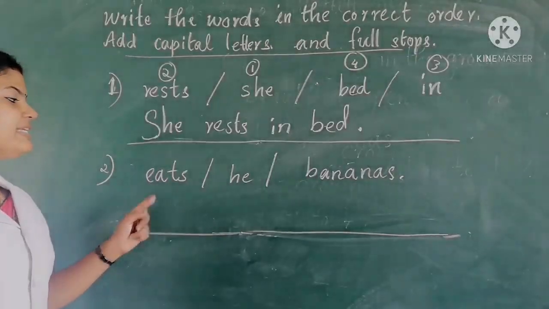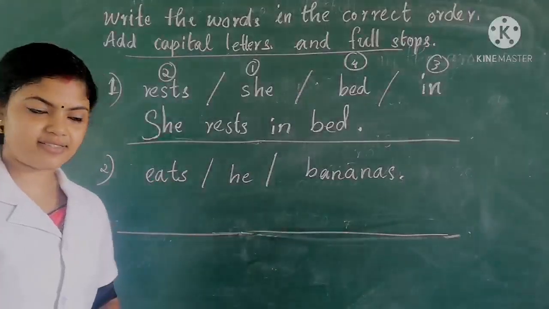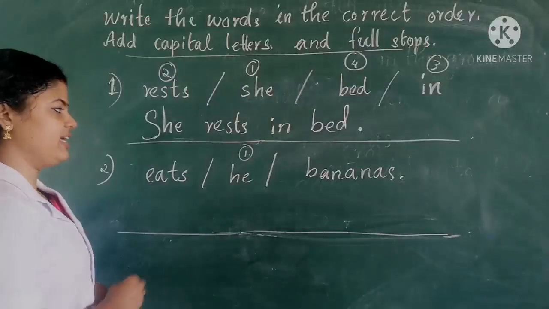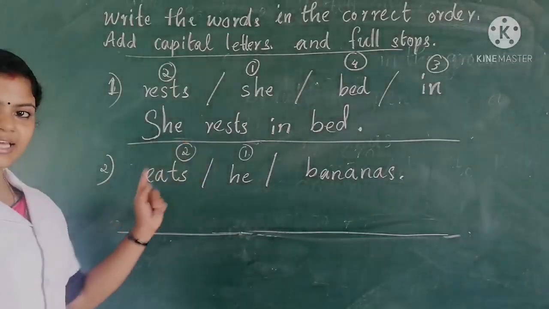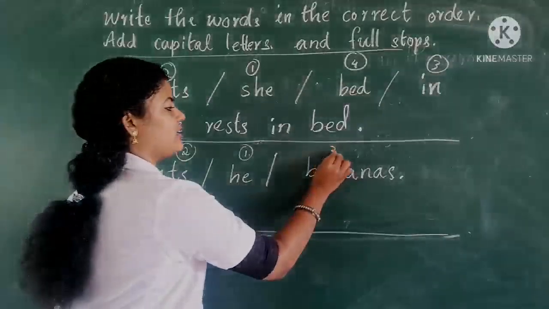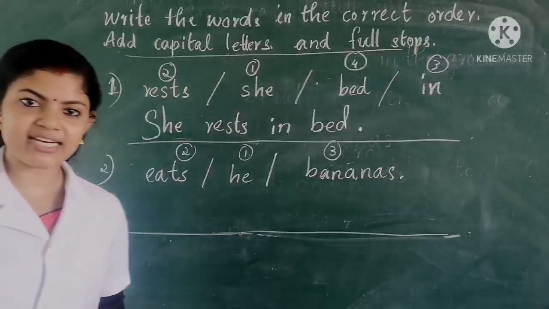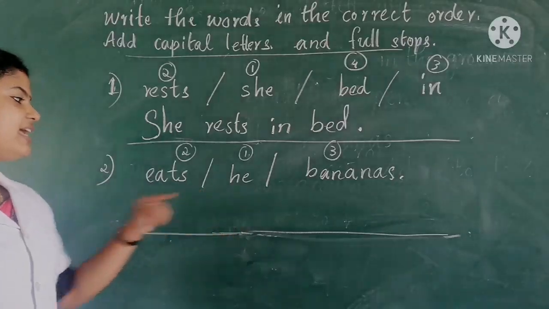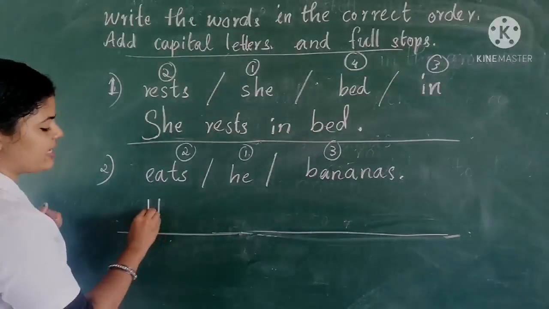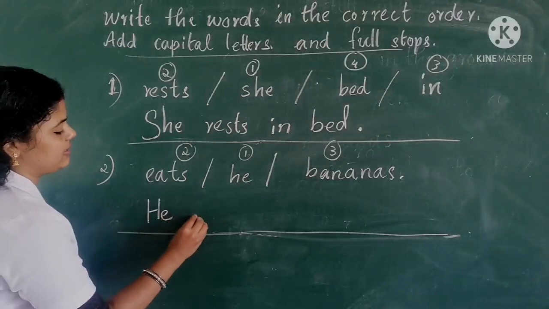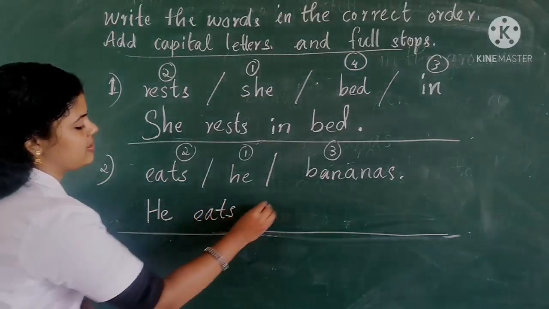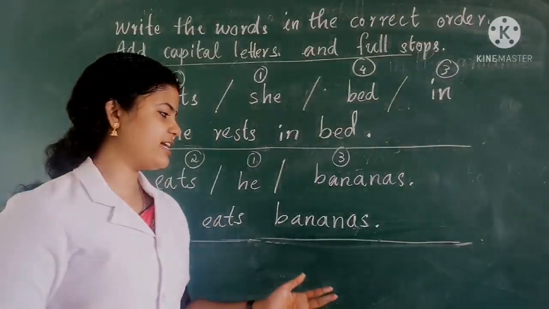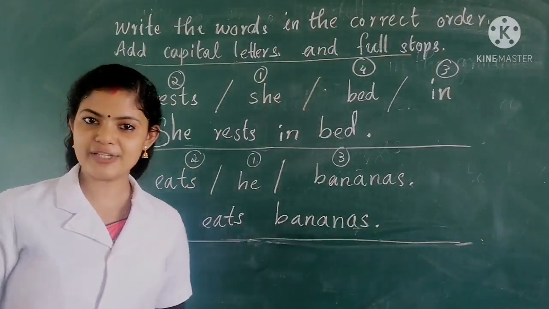Okay, so let's see the second one. Next one, eats he bananas. What is the correct order? Yes, this is the first one. He, this is the second word, eats, and this is the third word, bananas. So how we can write it? We have to begin with the capital letters. The first word is he. So H should be capital. He eats bananas. End of the sentence, we have to give the full stop.